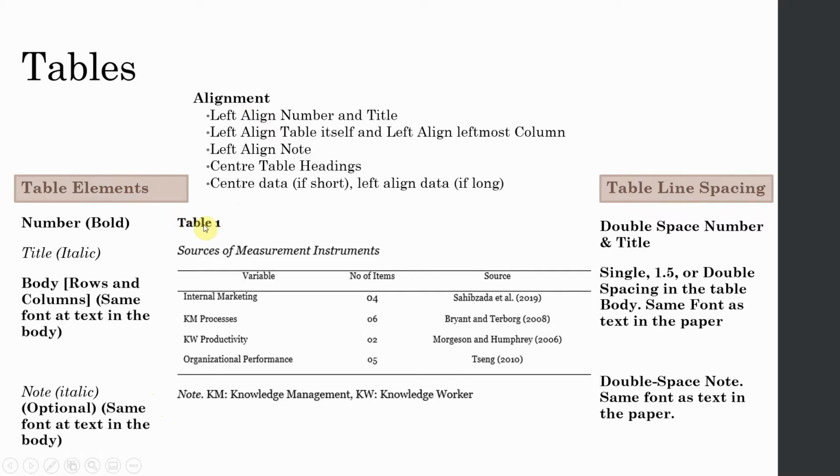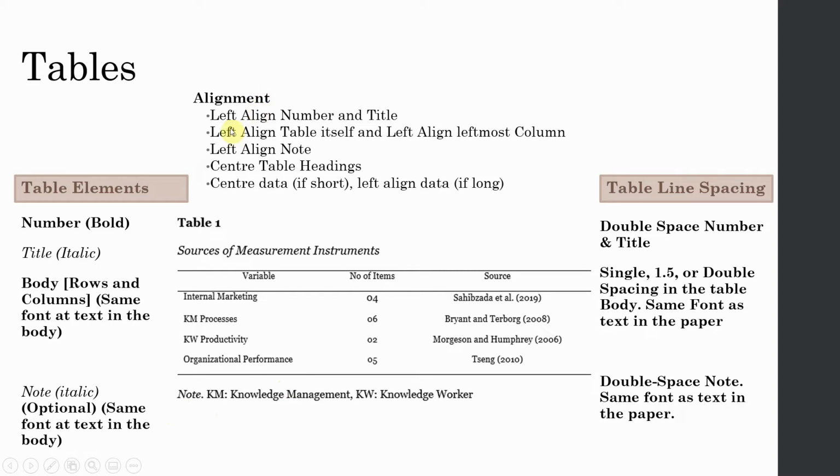You first have a table number, which is bold. Then you have your title, which is italics. Look at this. This is double space. Now this is followed by your table without borders and the border in between the data rows. And following the table, you've got a note which is optional, and the note is written in italics followed by the same font as the text in the body of the paper.